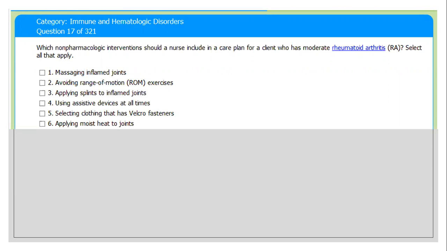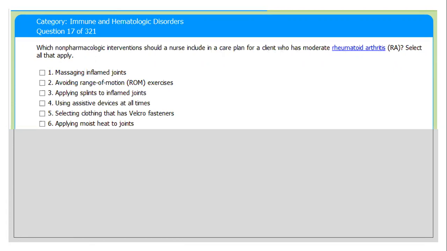The question here: what non-pharmacological interventions should a nurse include in a care plan for a client who has moderate rheumatoid arthritis? Select all that apply. So the examiner is asking this question about rheumatoid arthritis.